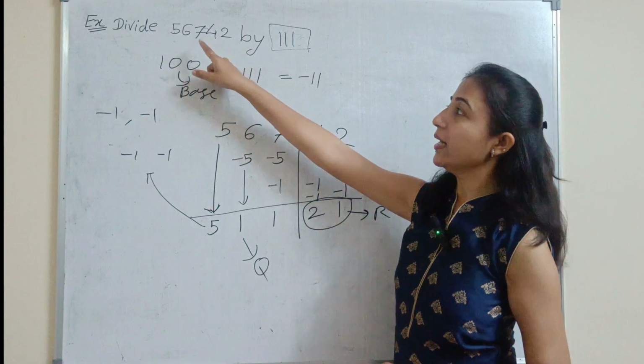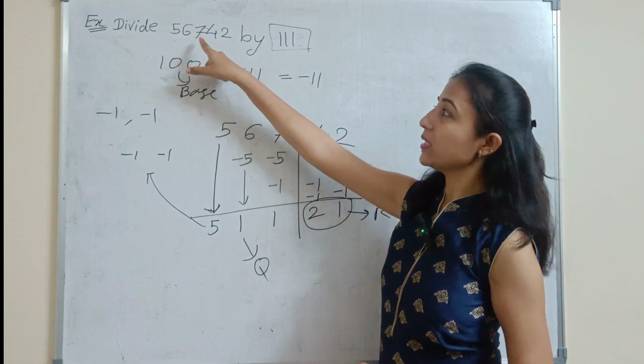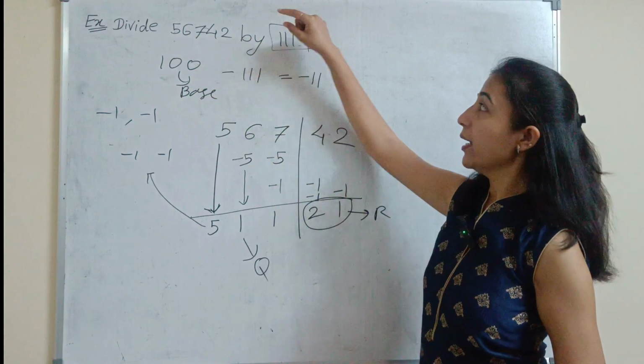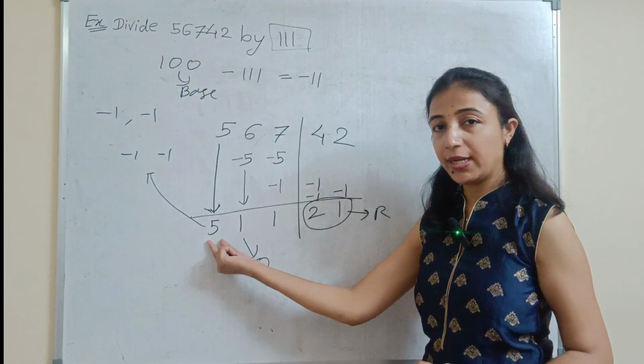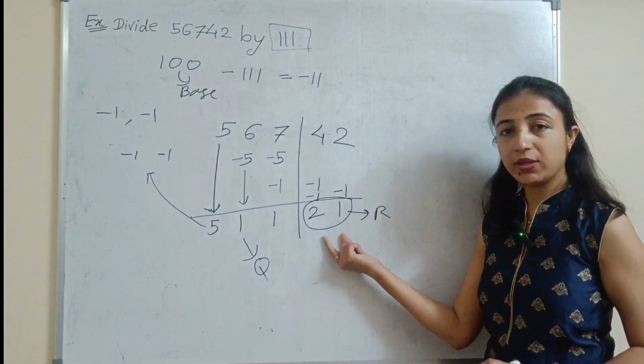That means when we divide 56,742 by 111, you will get quotient 511 and remainder 21.